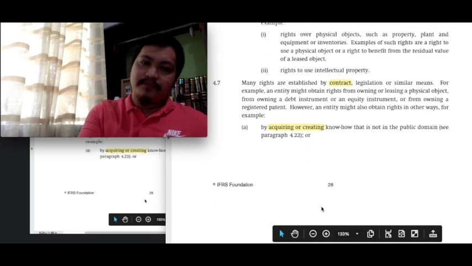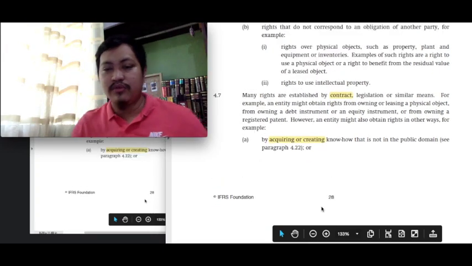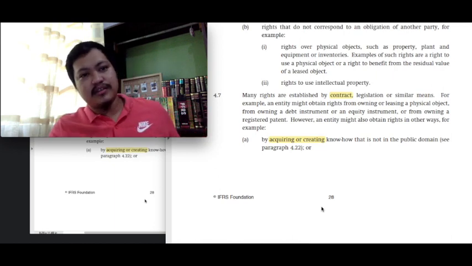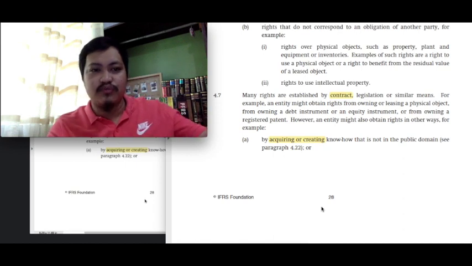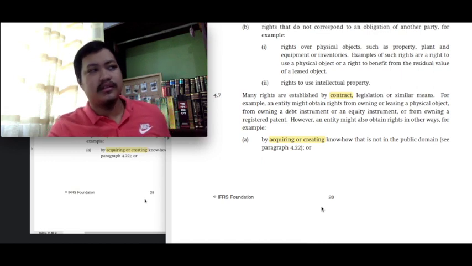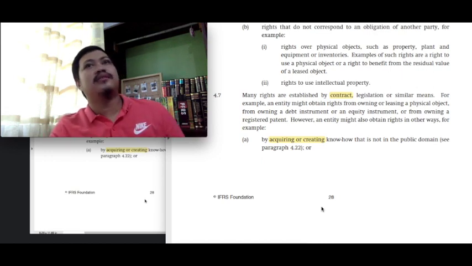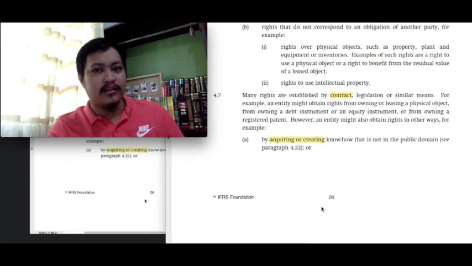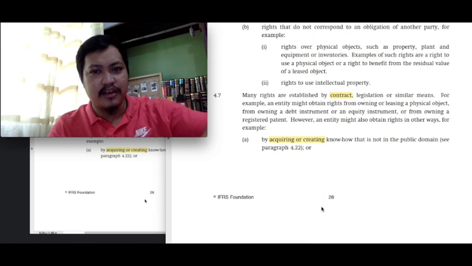So I hope you were able to see the similarity with your obligations and contracts class. In your discussion of obligations class, of course, the sources of obligations will be discussed. What are the sources of obligations? Laws, contracts, quasi contracts, acts or omissions, and quasi delicts. So basically, here it's the same.